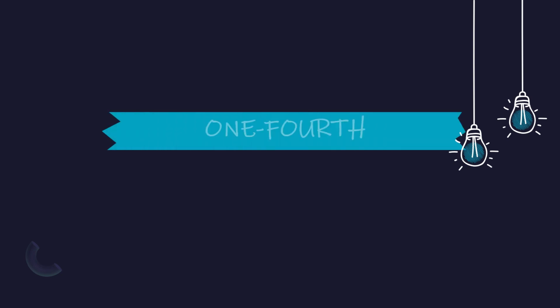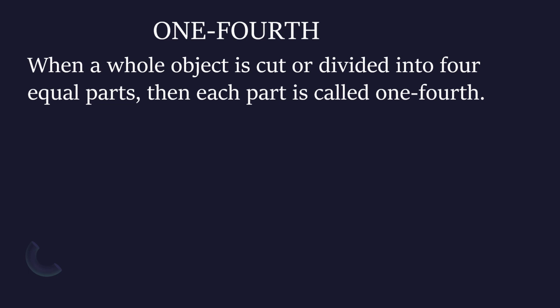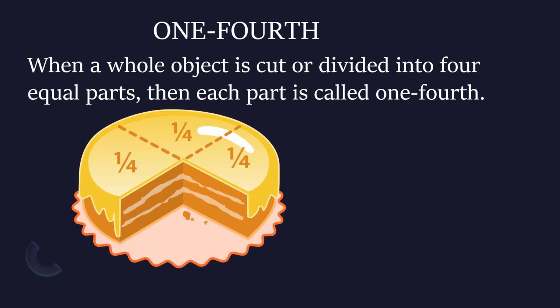Now let us learn what is 1/4. So when a whole object is cut or divided into 4 equal parts, then each part is called 1/4. So look at this picture. This cake has been cut into 4 equal parts. One part has been taken out. So we have 3/4 of this cake.